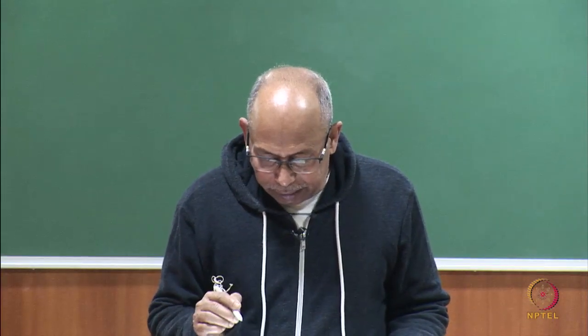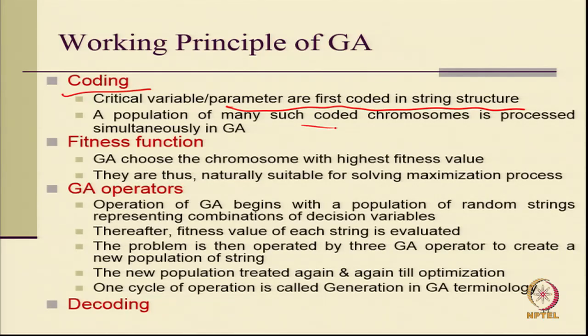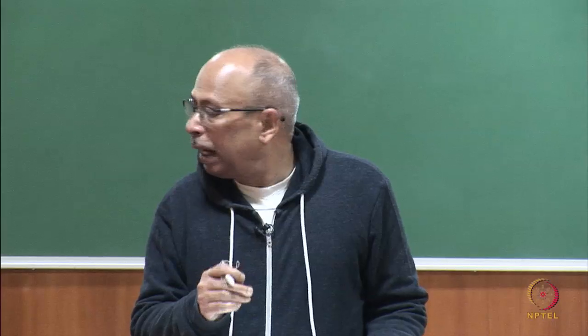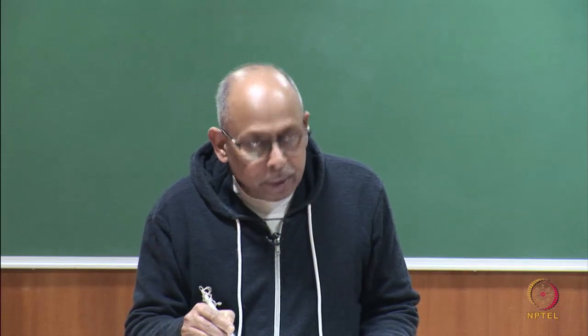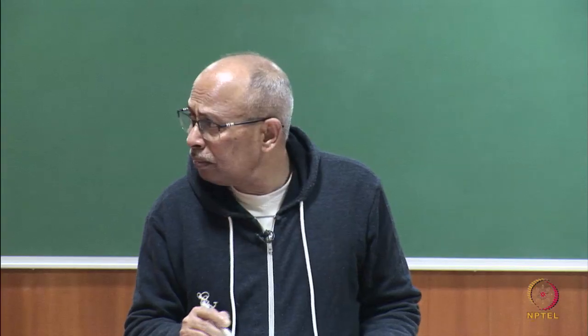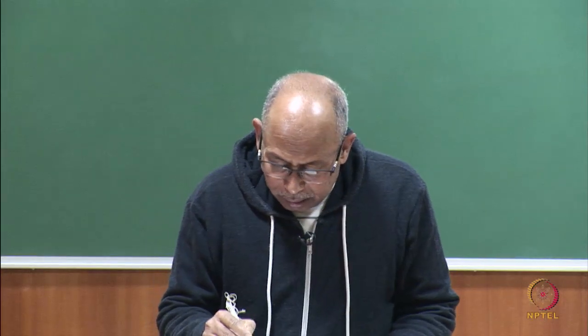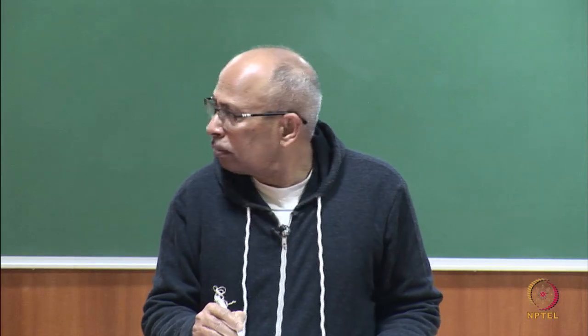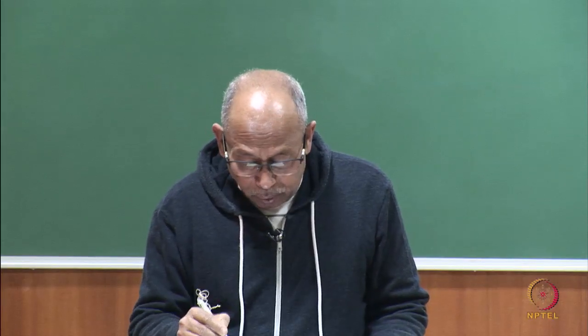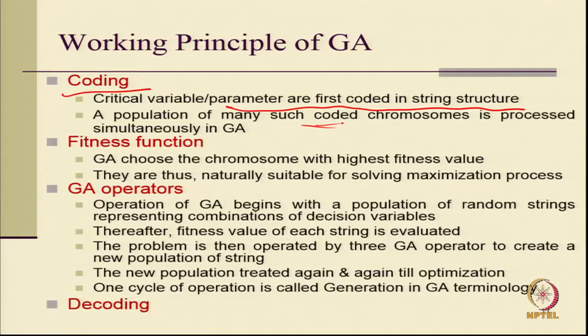So this is what is done. The first thing is coding. That is why I took 8 orientations, 8 shapes, etc., deliberately, so that I can code each one of them through 3 digits. So the decision variables, their levels, are actually coded in binary form. That is the first thing.